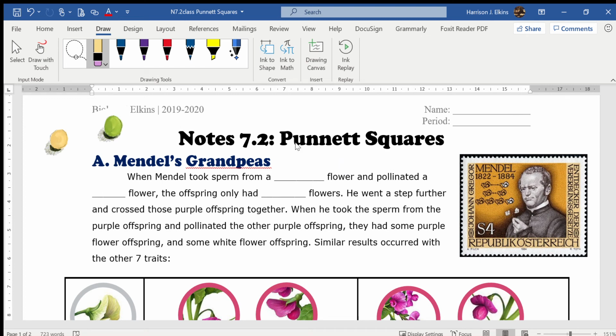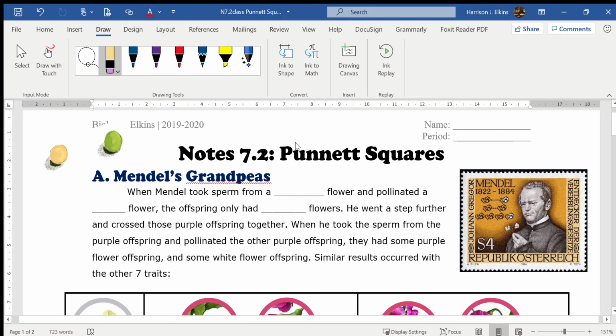All right, this is Note 7.2. We're going to walk through how to do Punnett squares. All right, this is probably one of the most fun parts of biology.